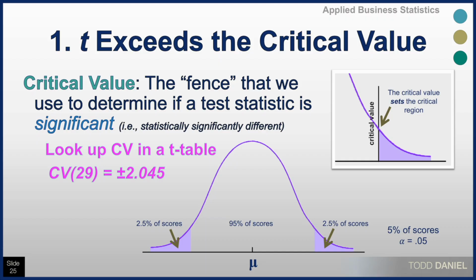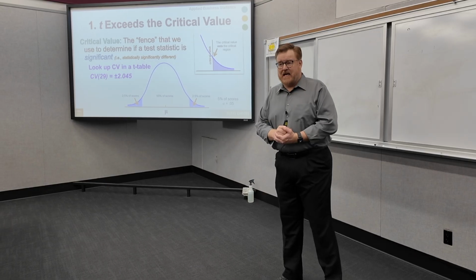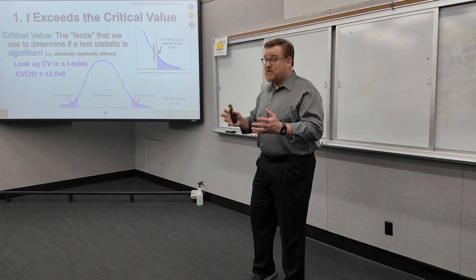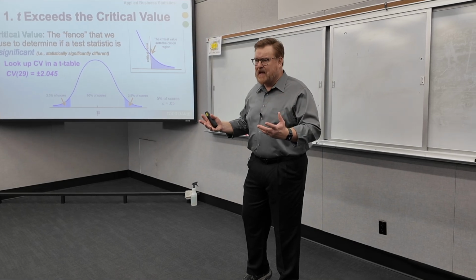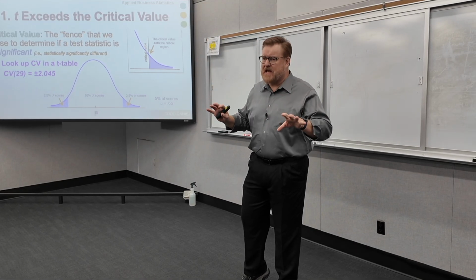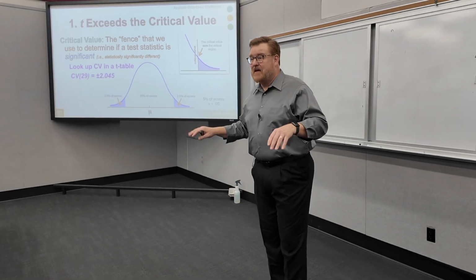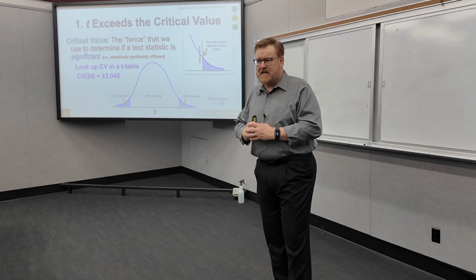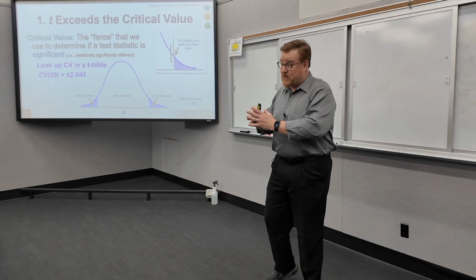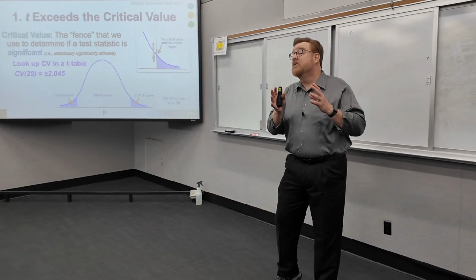The first is exceeding a critical value. Think of a critical value as a fence. And what this fence is fencing out is 5% of all the scores under the bell curve. If we have a two-tailed test, then 5% is split into two. We have 2.5% in the upper tail, 2.5% in the lower tail. If we have a one-tail test, then all of that 5% is contained in either the lower tail or the upper tail.